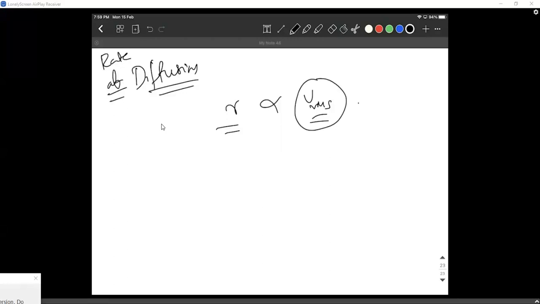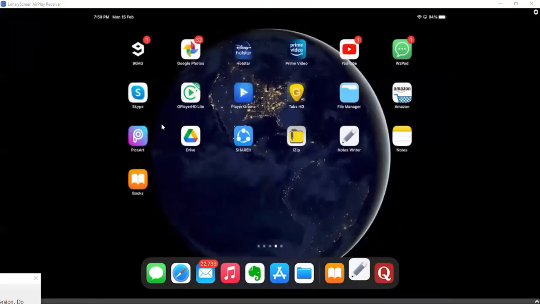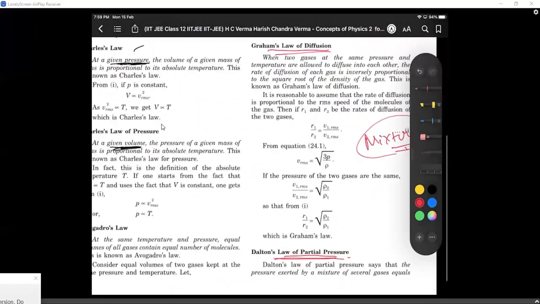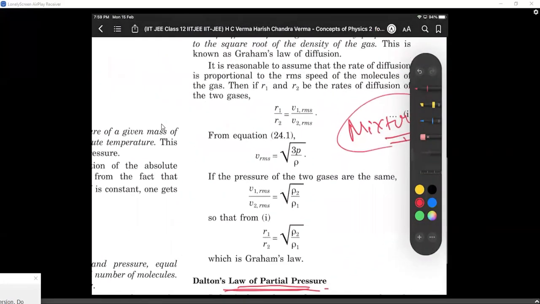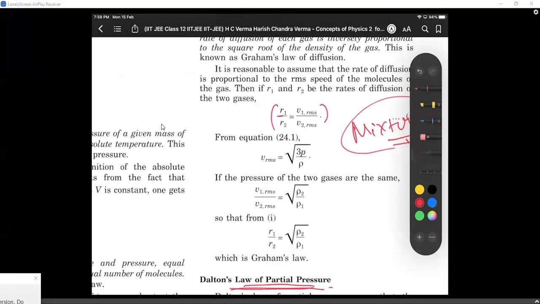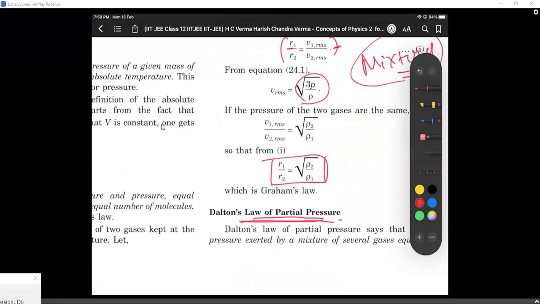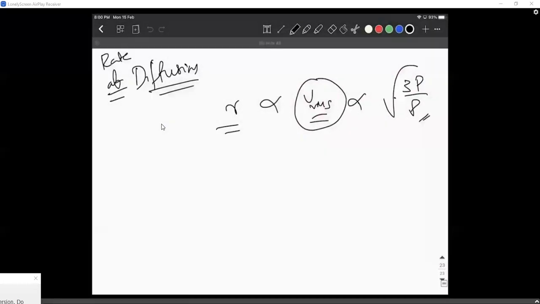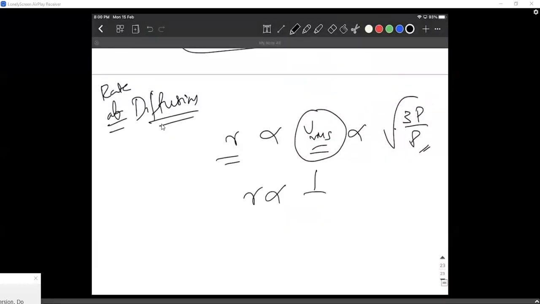From this, they bring in that vrms is basically proportional to this. Remember this, 3P by rho, I guess, right? So they bring a relation between these two, saying rates are proportional to vrms. So rate R1 by R2 equals V1 by V2, and vrms is this. So from that, rates are inversely proportional to density. That is an important point. The rate is inversely proportional to the square root of the density of a gas.